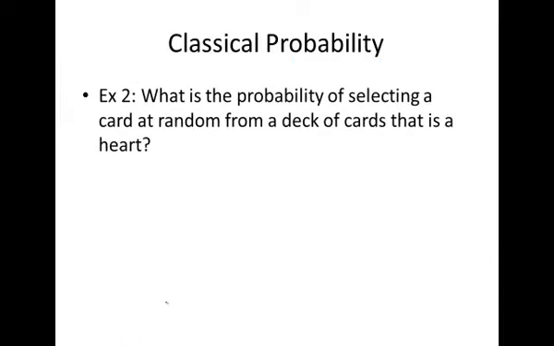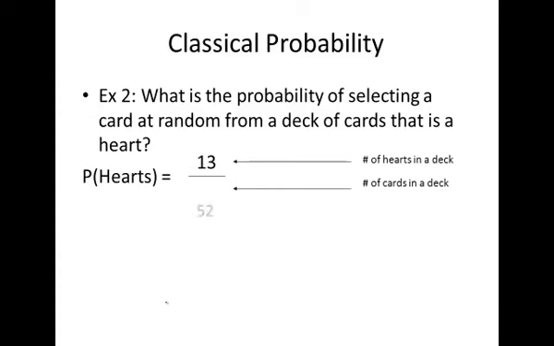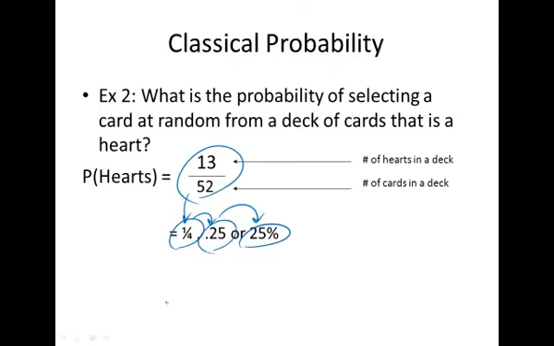Okay, so what is the probability of selecting a card at random from a deck of cards that is a heart? This is similar to the queen example earlier. There are 4 suits, so there's 13 hearts and 52 cards in the deck. So 13 out of 52 reduces to 1/4, which as a decimal is 0.25, which is 25%. So on the exams, be able to easily convert between these numbers. If you have troubles with percents, you'll need to practice those very, very soon.